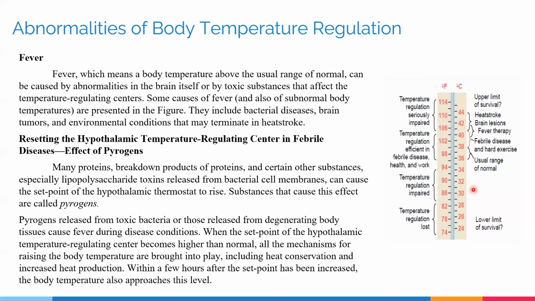Similarly, when the temperature of our body decreases a lot, at around 90 degrees Fahrenheit the temperature regulation feedback mechanism is impaired, and even below that, the temperature regulation is completely lost. And thus the marks of around 78 degrees Fahrenheit and 114 degrees Fahrenheit are the lower limit and the upper limit of survival.